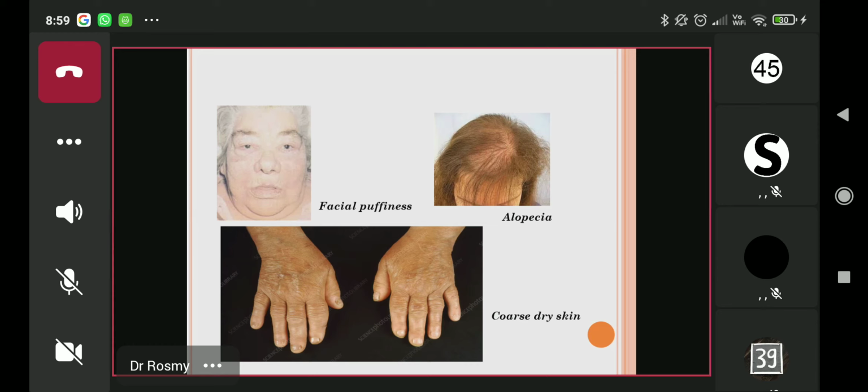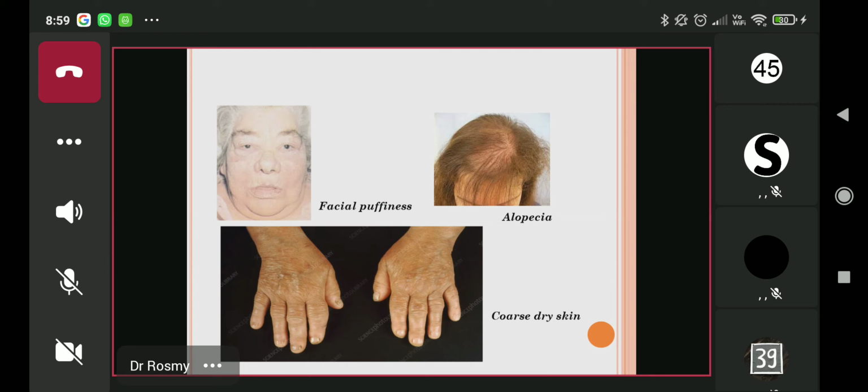So the first picture you see there is a facial puffiness. A generalized slowing is there. The expression is as if she's bored or very slowed down. So this is one feature of hypothyroidism. The skin appears to be pale, a bit whitish or yellowish in color. So that is also a feature of hypothyroidism.